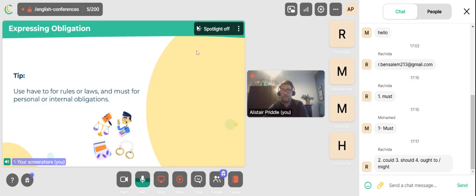So expressing obligation, we have a tip for you. Use have to for rules or laws and must for personal or internal obligations. So our tip is use have to for rules or laws and must for personal or internal obligations.